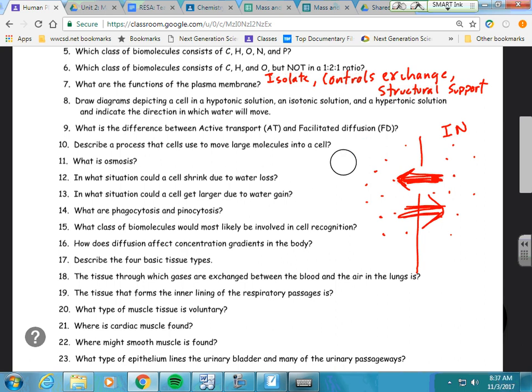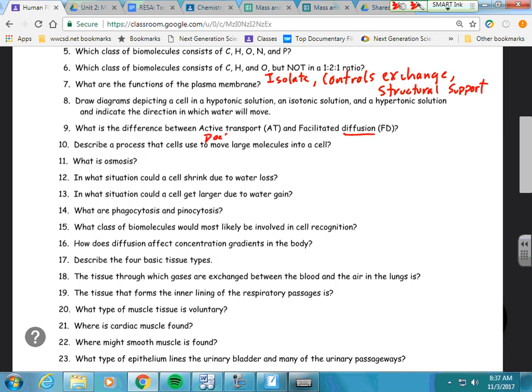Okay, so facilitated diffusion and active transport. I told you guys that whenever you see the word diffusion, that means it's passive transport. It does not require ATP. So active transport we know does require ATP, and so facilitated diffusion does not. However, they both will use proteins. Okay, that's why facilitated diffusion is facilitated.